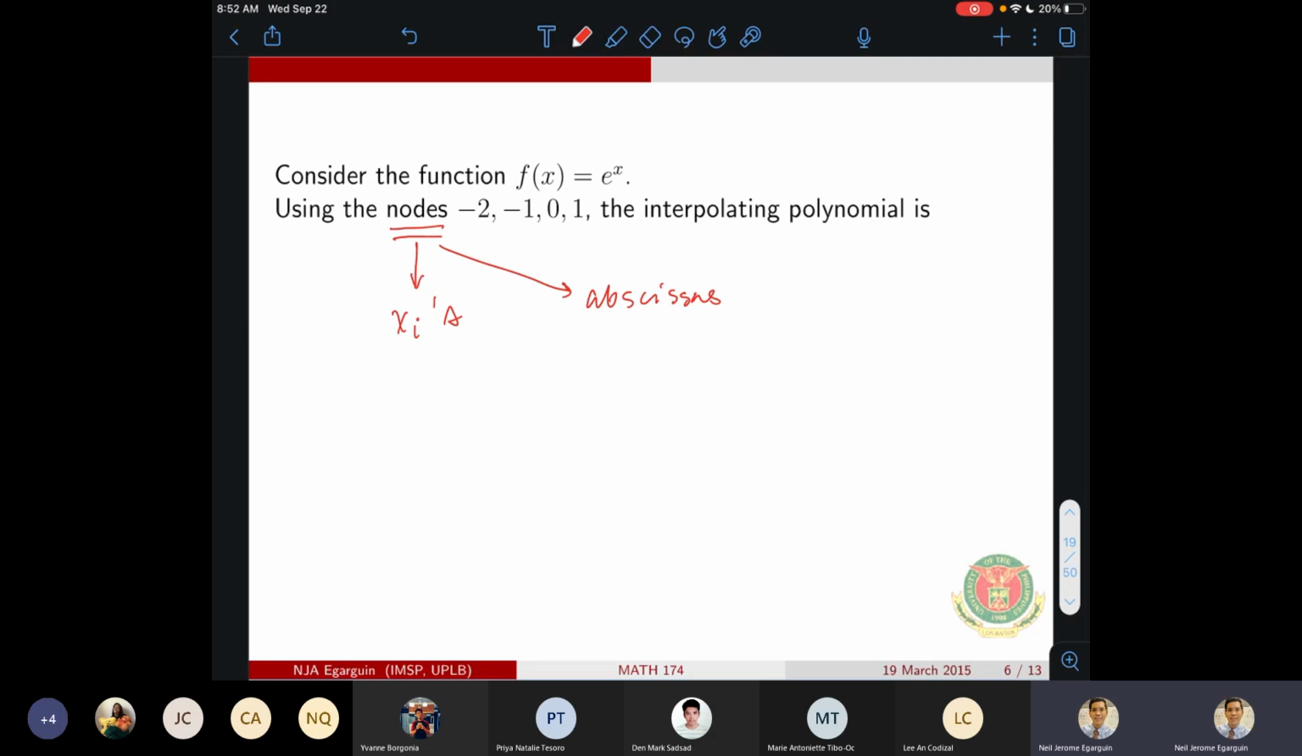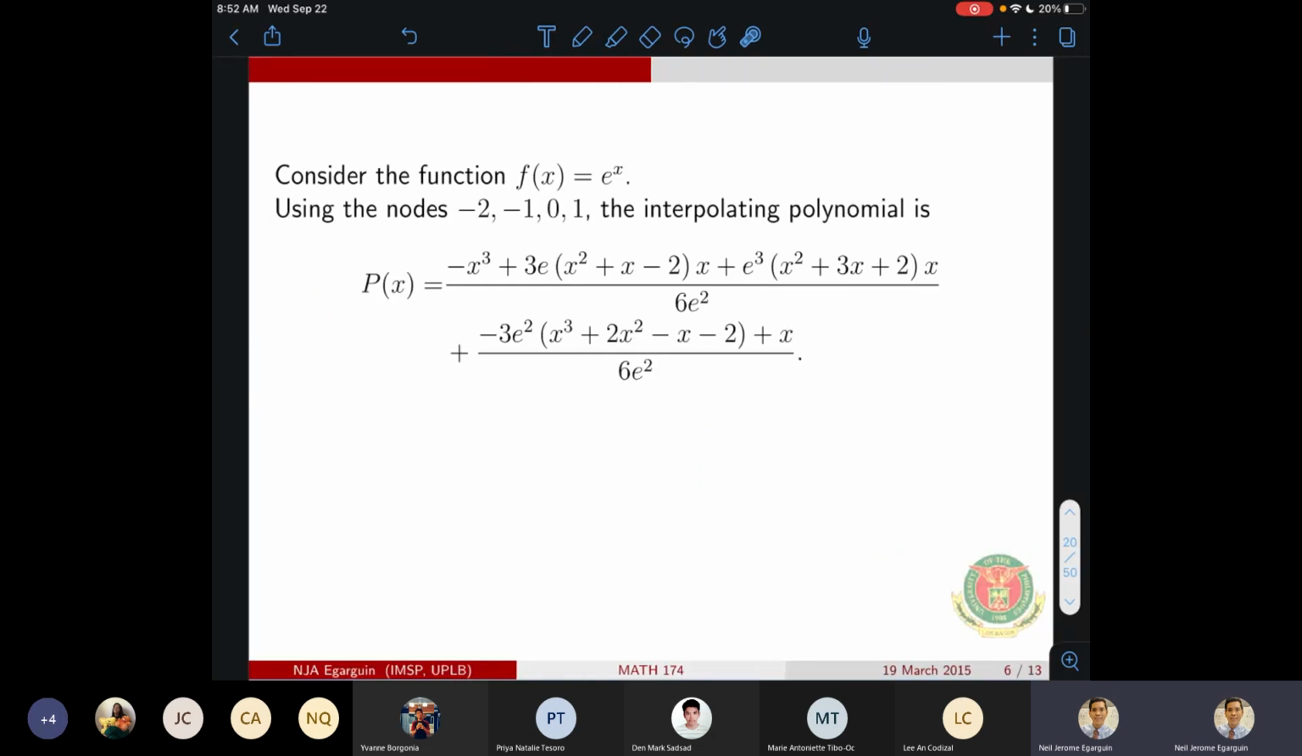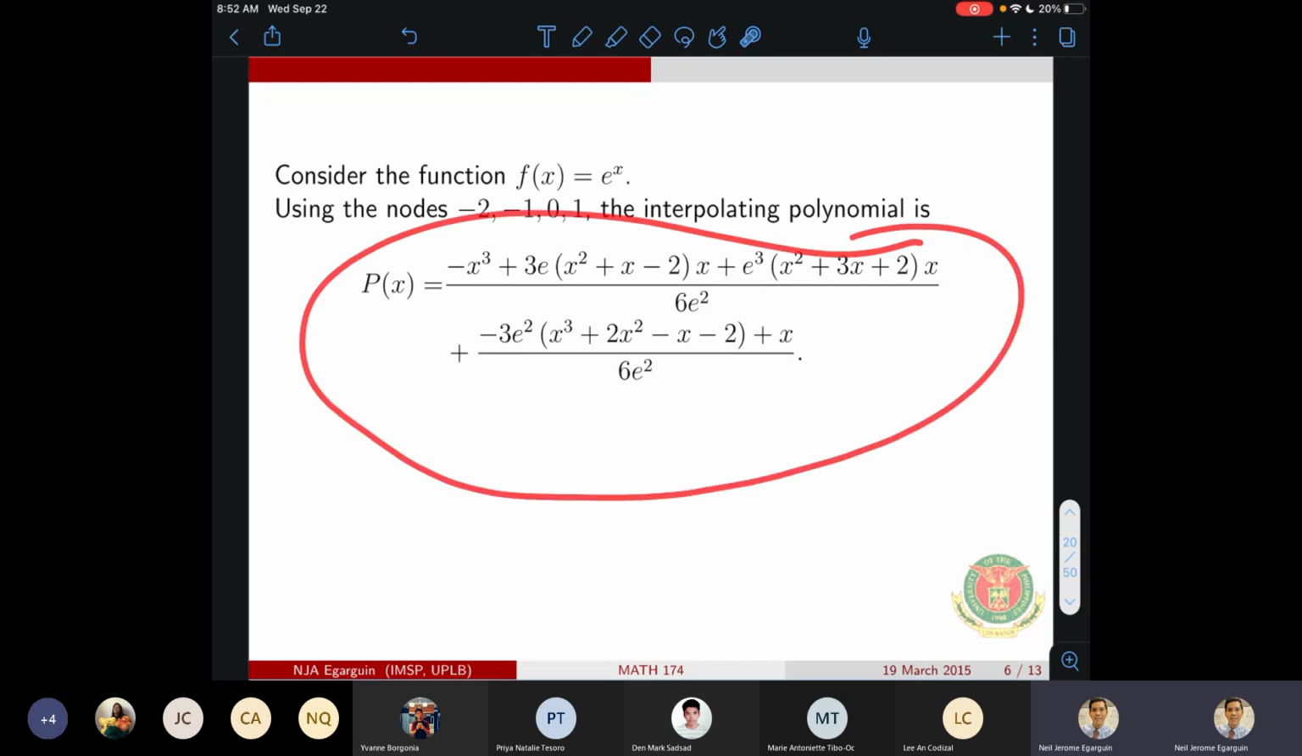So pwede akong gumawa ng table of data. So pwedeng ang x's ko ay -2, -1, 0, and 1. Tapos kunin ko yung f of x. So this would be e to the -2, e to the -1, then 1, and then e. So ibig sabihin, kung interpolating polynomial yung hinahanap ko, dapat yung function g na i-form ko, dapat magpapass through sa 4 na data points na ito. So you will learn later how to compute the interpolating polynomial relative to a given set of abscissas, pero for now, believe me that what you'll get is this function p, or this polynomial p.